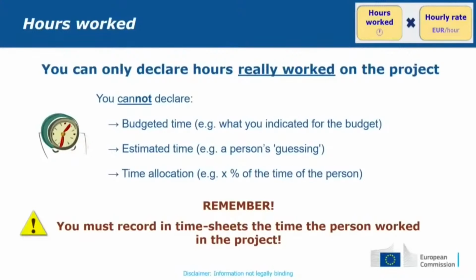And you cannot declare either, and this happens in some specific contracts, a percentage of the time of the person. So it's not enough to say, well, in the contract of this person, the employment contract, we have put that the person will work 25% of the time in this grant agreement. It's not enough. You need to record and declare systematically the reality of the time that the person worked in the Horizon 2020 actions. So, once again, and for the last time, remember that you need, in Horizon 2020, timesheets for the hours declared to the grant.